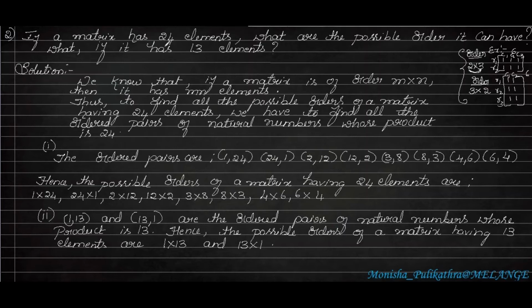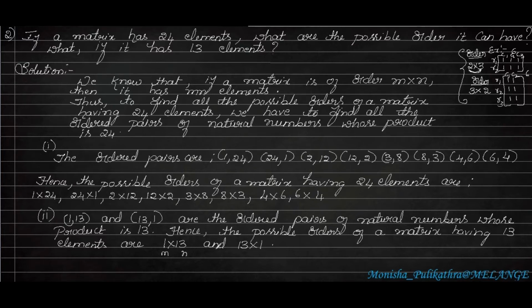The second question they have given is, if we replace 24 by 13, what is the possible number of orders we can make if the number of elements is 13? Since 13 is a prime number, we can't divide 13 by any other numbers. Only 1 times 13 and 13 times 1 give the number 13. So the two ordered pairs of natural numbers whose product is 13 are 1, 13 and 13, 1. Any other table will not divide 13. Hence, the possible orders of a matrix having 13 elements are 1 into 13 and 13 into 1.